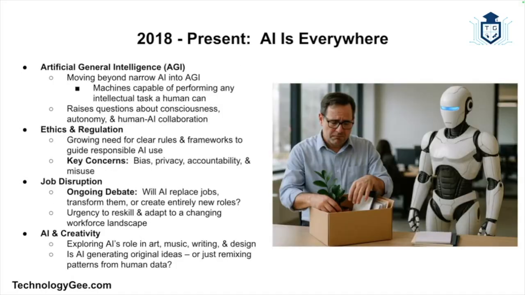So now that we've gone through this history lesson, exactly what's next? Well, we're now talking about what is called AGI, or artificial general intelligence. And this is machines that can perform any intellectual task that a human can. We're also talking about ethics and regulations. So how do we ensure AI is used responsibly?